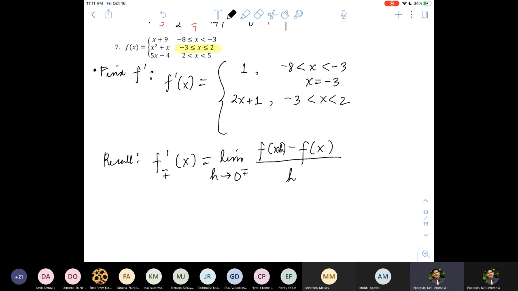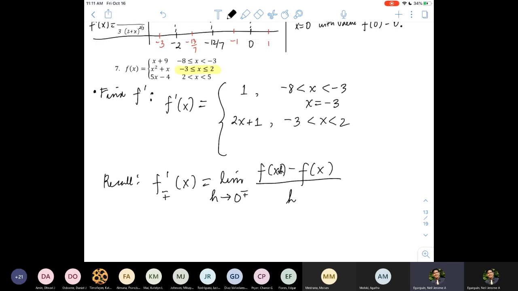There might be a shortcut. And remember a shortcut we used for finding the derivative of piecewise functions at specific numbers on the boundary? There's a shortcut, but the shortcut requires the function to be continuous, right? So let's see if this is continuous at x equals -3. So this function, let's see.